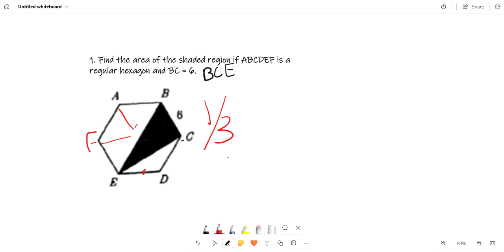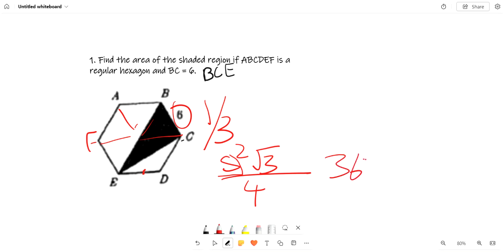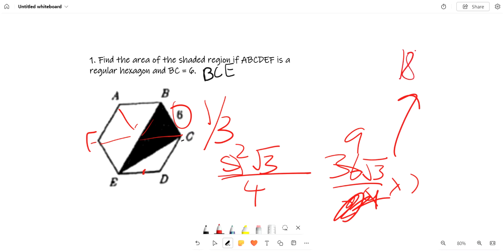we can now use the formula for the area of an equilateral triangle, which is s squared times √3 over 4, where s is the side length of the equilateral triangle. So if we input 6 as s, because that's the side length of the triangle, we can see that it's 36√3 over 4 times 2. The 4 and 2 cancel out, and we get that this equals 18√3, which will be our answer.